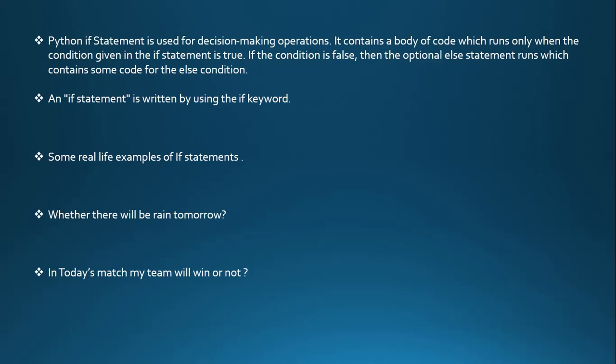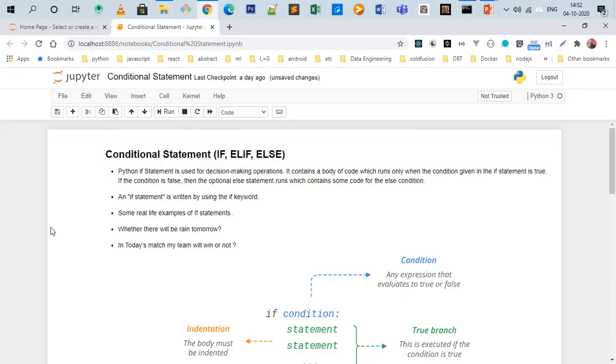Whether there will be rain tomorrow or not is an if condition. If there will be rain tomorrow, then it is true, otherwise it's false. Another example is whether in today's match my team will win or not. It is one example of an if condition, like if we win, a variable whose value will be true or false. So let's see how to implement if else conditional statements in Python using practical examples. Conditional statements are of three types: if, else if, and else. You will see all three.